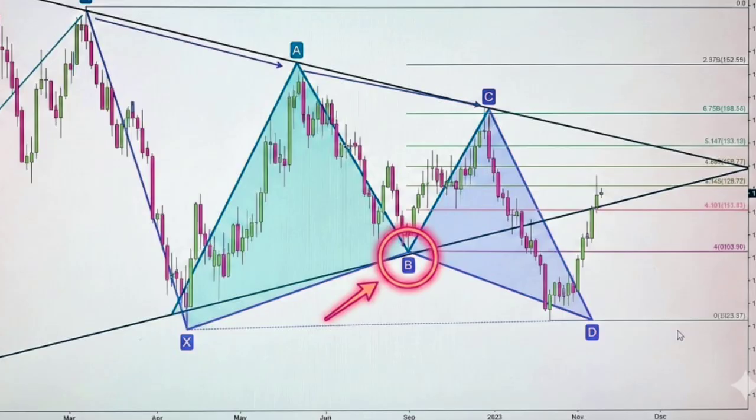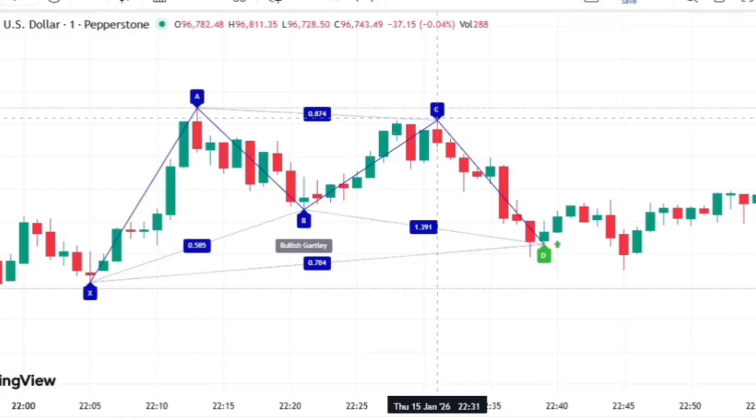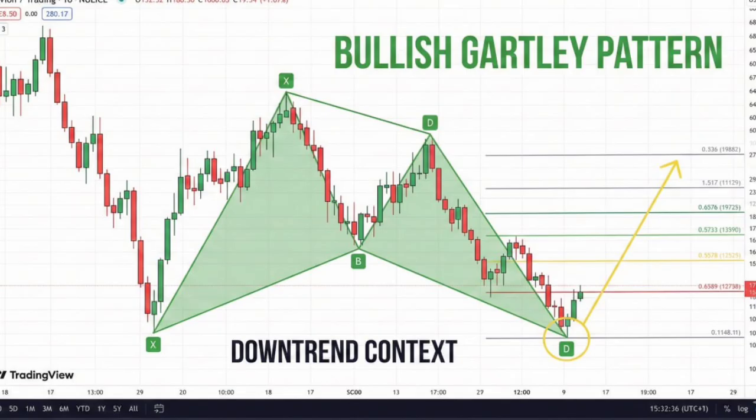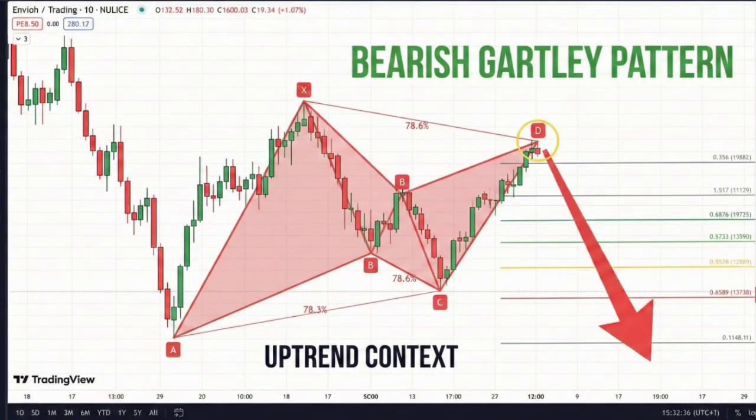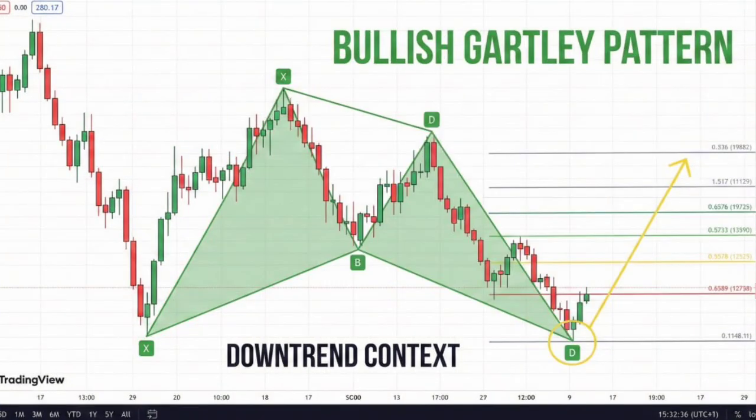Anatomy of the pattern, the must-know ratios. Let's build this, step by step. There are 2 main types: bullish Gartley at the bottom of a downtrend, and bearish Gartley at the top of an uptrend. We'll focus on the bullish one. 1. Leg XA. This is the initial, strong, impulsive move. It sets the stage. 2. Leg AB, the retracement. For a valid Gartley, point B must retrace to approximately the 61.8% Fibonacci level of the XA leg. This is our first critical ratio.